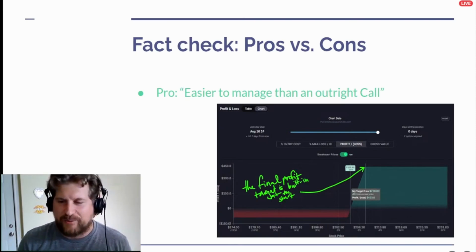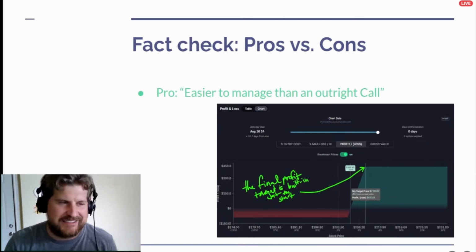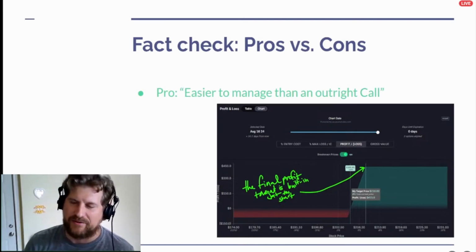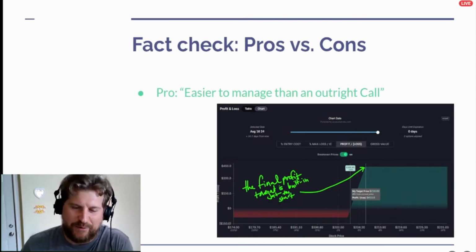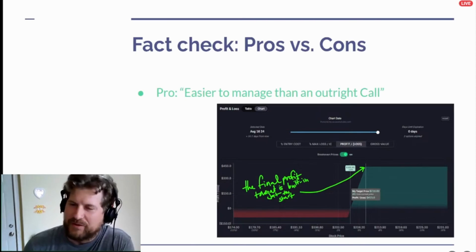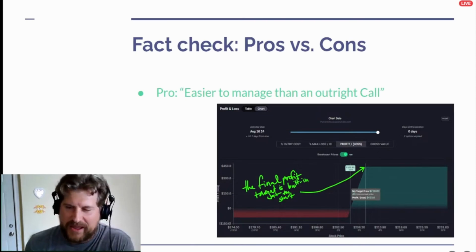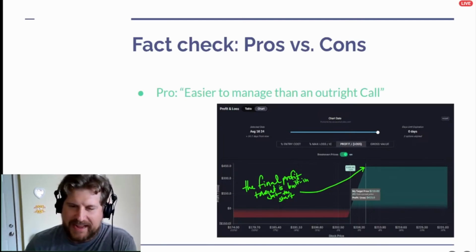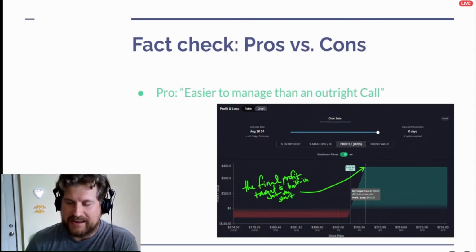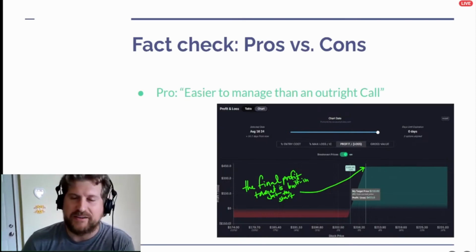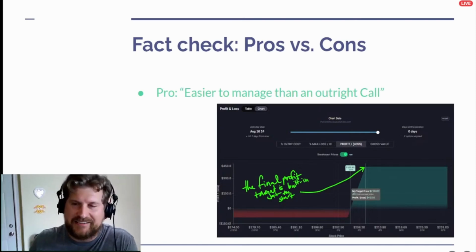But compared to an outright call, there's less decision making that has to happen if you're right. And I think that there is a case for that being a pro. You know how much you're willing to risk, and you know what the payoff is going to be. And if you track your stats on something like that, then you have some history, and you can size these in a smart way.